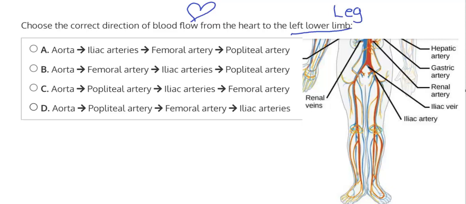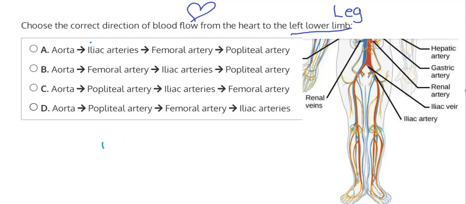Now, you might note that all of the choices are the same, just in a different order, and we need to determine the correct order between the iliac arteries, the femoral artery, and the popliteal. So we could take a look at the diagram to determine which is the correct order of all of these arteries.